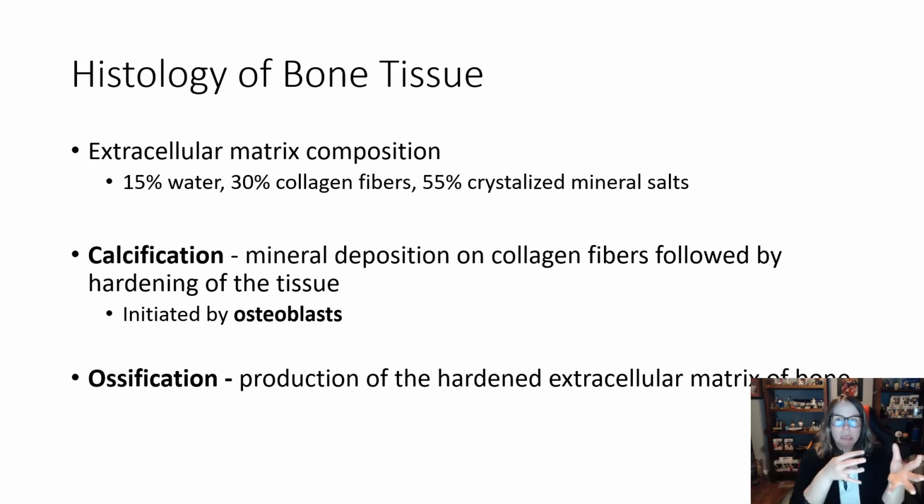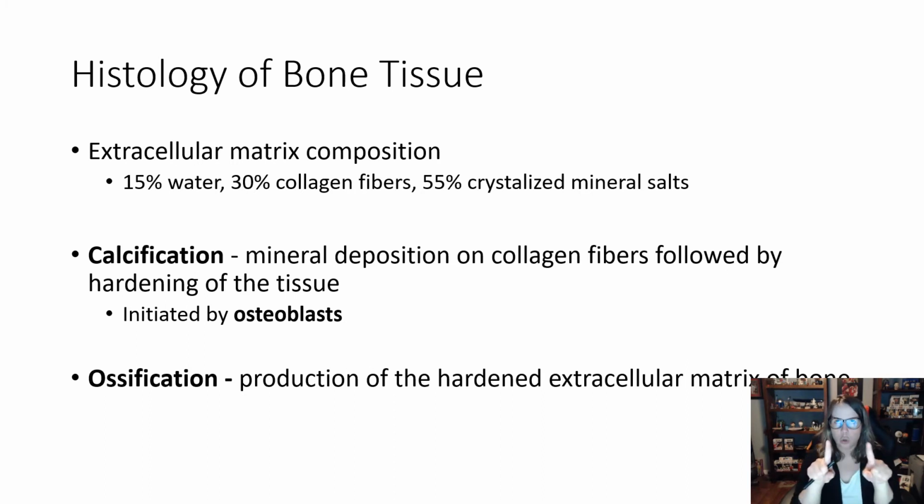Now, bone, remember, is a connective tissue. It's a specialized connective tissue because it has special cells, special structure, and its matrix is calcified. The extracellular matrix contains collagen, which, remember, is very strong but has some flexibility to it. We have water because it is an extracellular matrix. And it's mostly a lot of mineral salts, so the calcium and phosphorus salts that have been deposited that help make the bone hard.